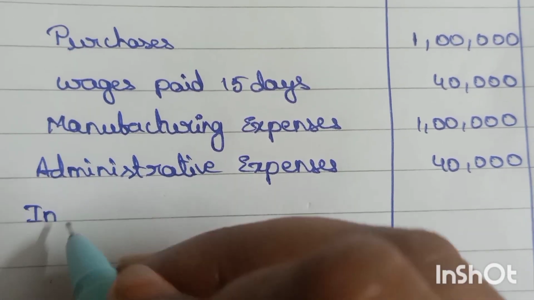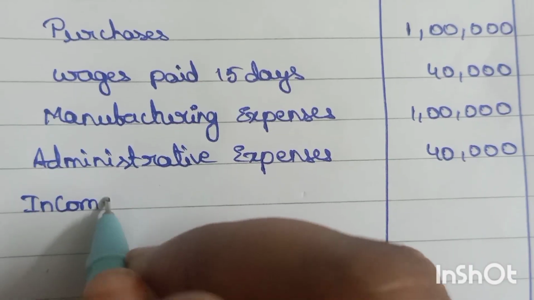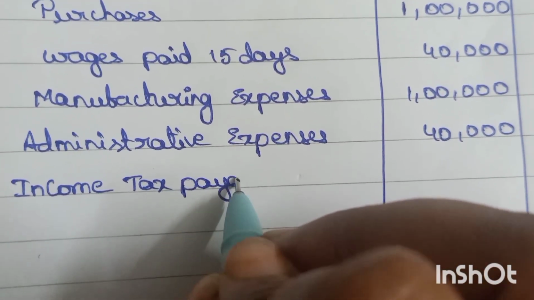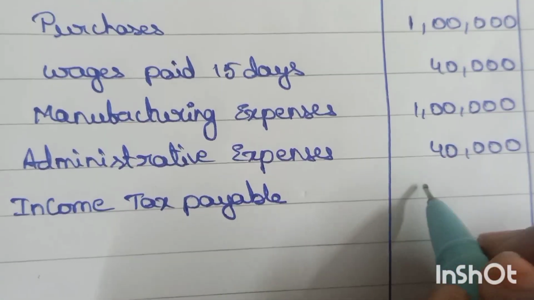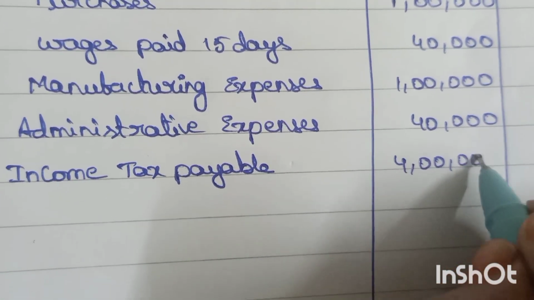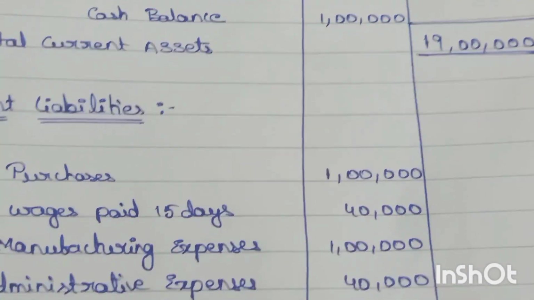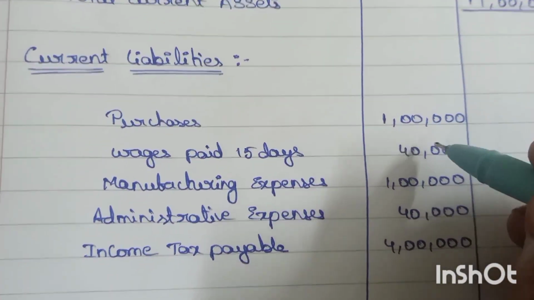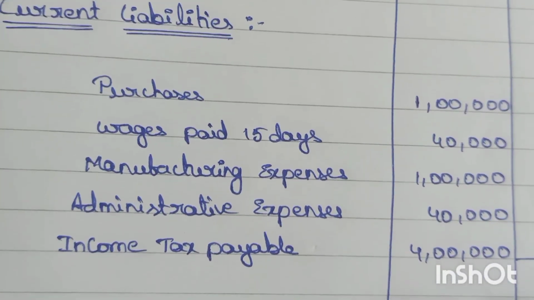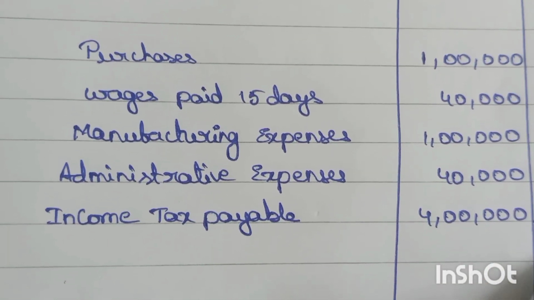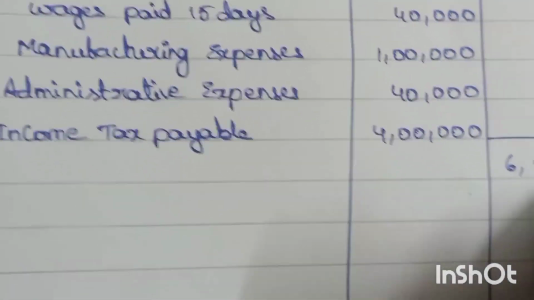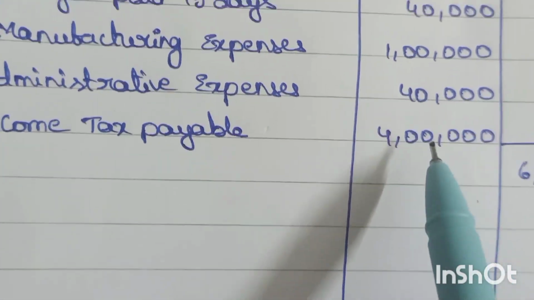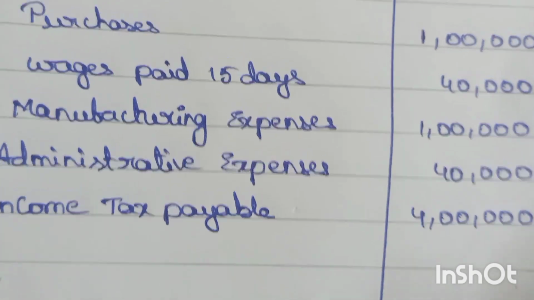Next is income tax payable. This is the last installment for the year ending March, the last due, so that amount is 4 lakhs. Now we have to calculate the total liabilities. When we add all these, 1 lakh, 40,000, 1 lakh, 40,000 and 4 lakhs, we get 6,80,000.